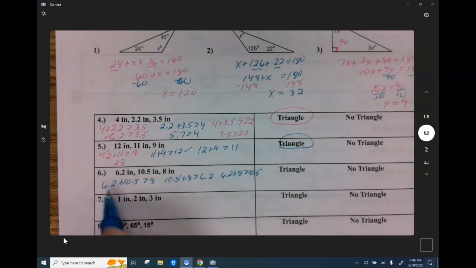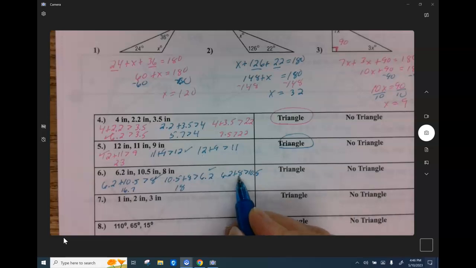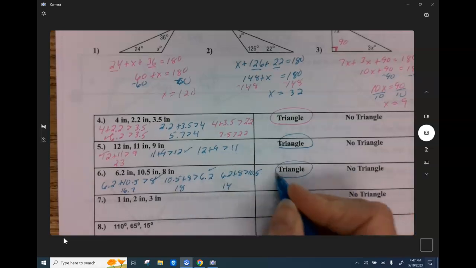Okay, so I'm going to add 10 and 6. That's 16 point something. That's got to be greater than 8, so that one works. 10 plus 8 is 18. That's greater than 6. 6 plus 8 is 14. I don't even have to worry about the decimals. I can just kind of look at it. So yeah, that's a triangle.